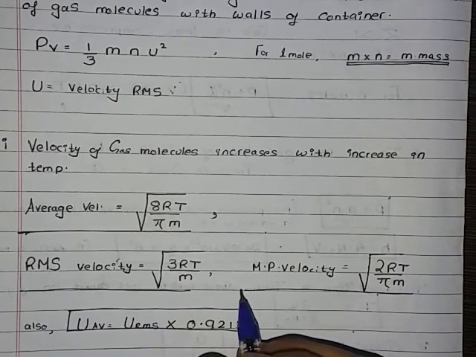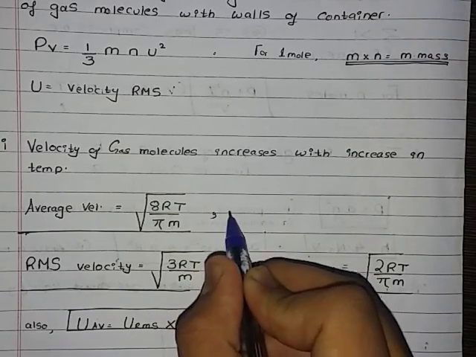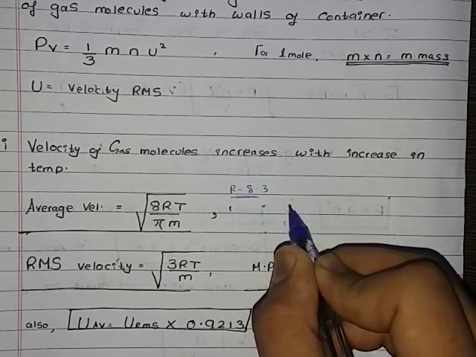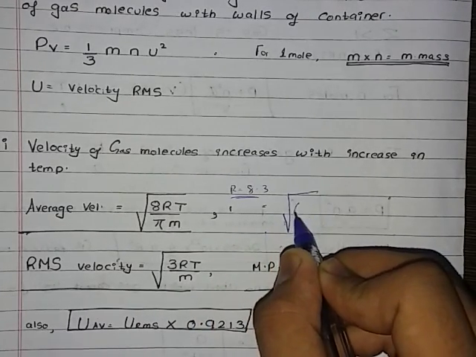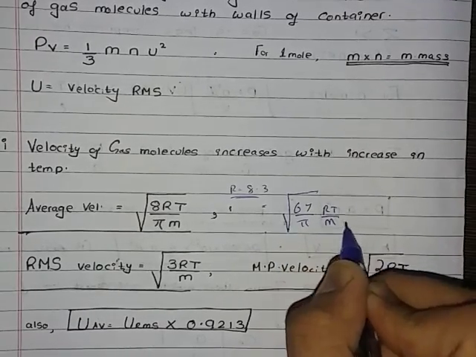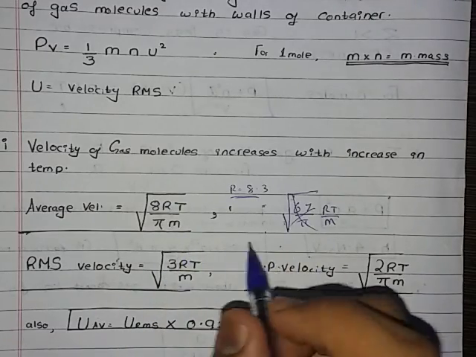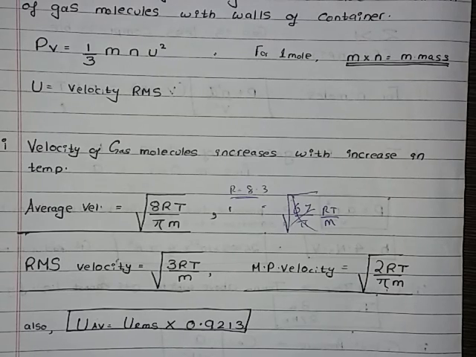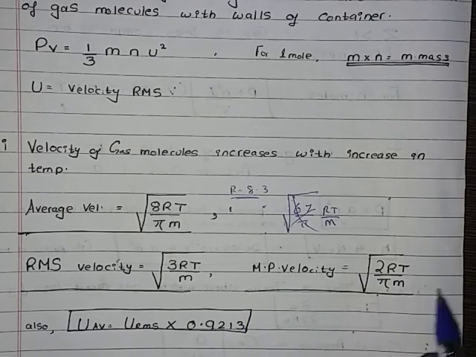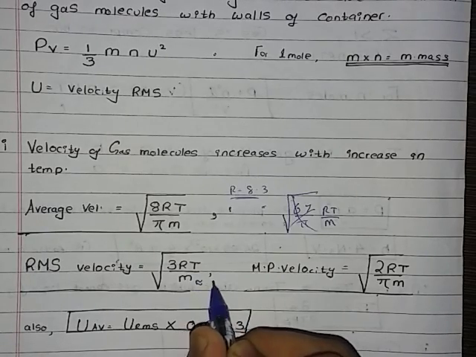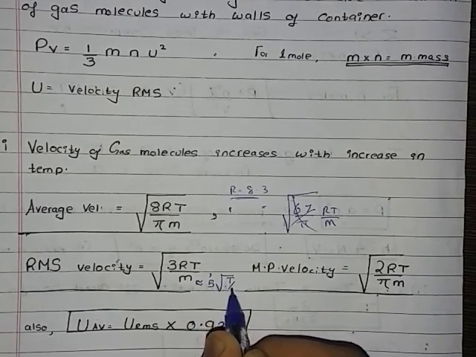So for average velocity, we know that R equals 8.3, so it equals under root of 67 something upon pi into RT upon m. No shortcut for this. You have to learn this thing. So under root of 8RT upon pi m is the average velocity, but we have something for RMS velocity. If R is 8.3, then 8.3 into 3 is something which is 25. So RMS velocity can be approximated by 5 root of T by m.